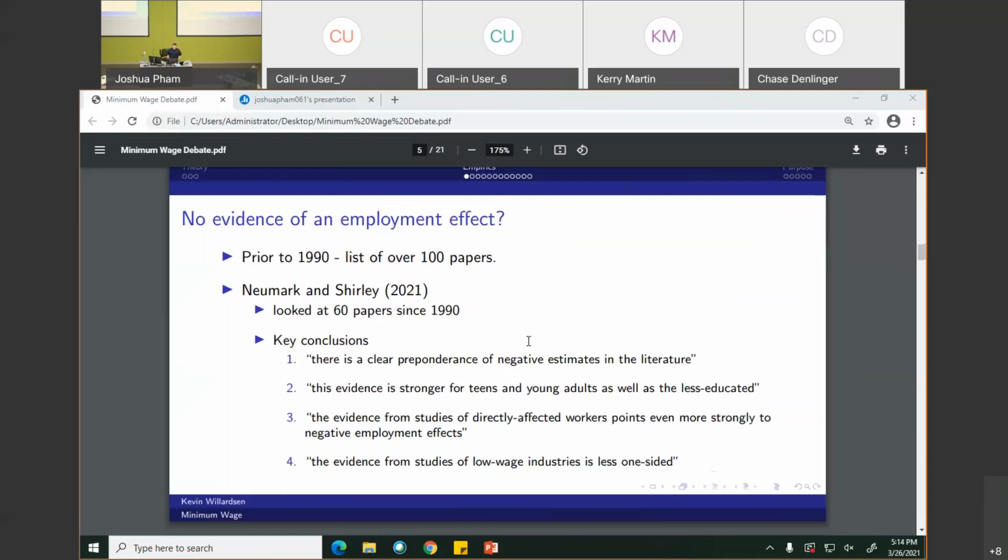The first is that there's a clear preponderance of negative estimates in the literature. Basically what that means is that if you increase the minimum wage, you're going to decrease employment. The evidence is even stronger for teens and young adults, as well as the less educated. The evidence from studies of directly affected workers points more strongly to negative employment effects, and the evidence from studies of low-wage industries is less one-sided.